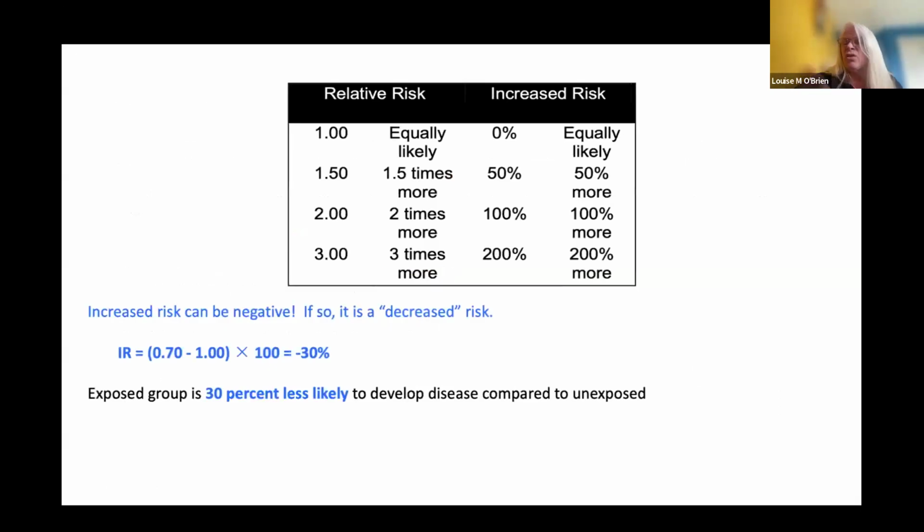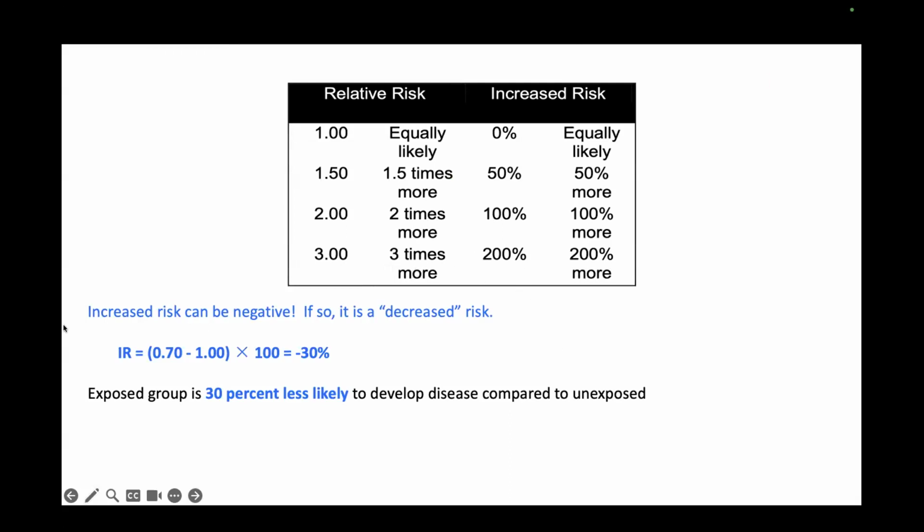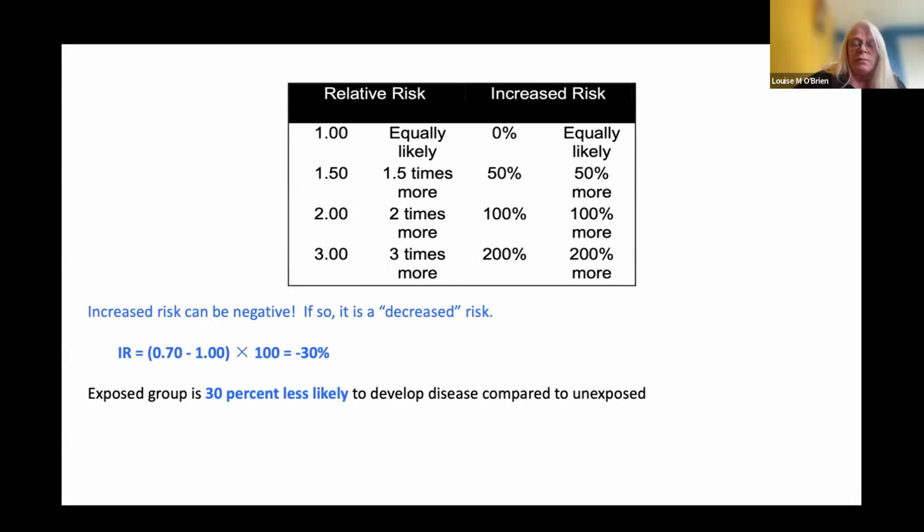And here's a table that just does those calculations for you. Remember, one is equally likely, 1.5 is 1.5 times more, or 50%, because we take away that one of equality. And same for two and three. So three times the relative risk, three times more likely, or 200% more likely. Increased risk can also be negative, of course, if it's a decreased risk. So if your relative risk is 0.7, when you take away your equally likely of one, you have minus 30%. That means the exposed group is 30% less likely to develop the disease. So again, if you remember these calculations, your 2x2 table, you can do a lot of things.